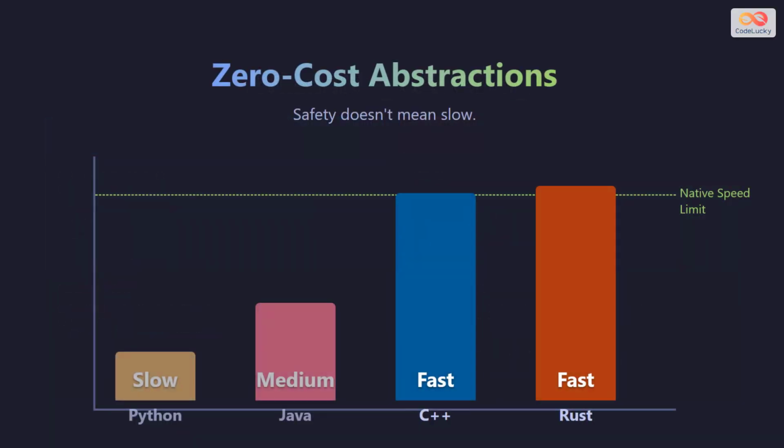You might think all this safety makes Rust slow. Actually, it is the opposite. Because Rust does all these checks while compiling, the final program runs at native speed, just like C++. Compare this to Python or Java, which have overhead from virtual machines or garbage collectors. Rust gives you safety with zero runtime cost.